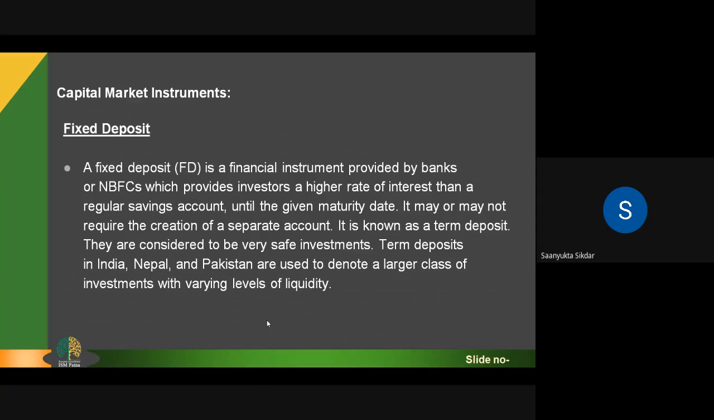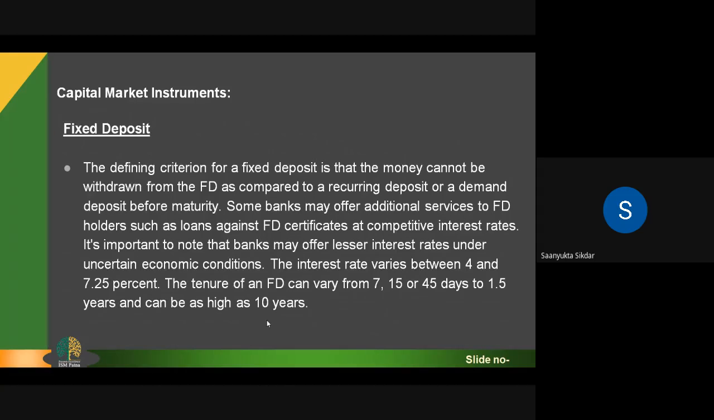But fixed deposits offered by corporates are a little bit riskier than those of public sector banks, nationalized banks, or private banks. Term deposits in India, Nepal, and Pakistan are used to denote a larger class of investment with varying levels of liquidity. Usually, people from these Asian countries deposit a large amount of funds in fixed deposits. The defining criterion for a fixed deposit is that the money cannot be withdrawn before maturity, as compared to a recurring deposit or a demand deposit.